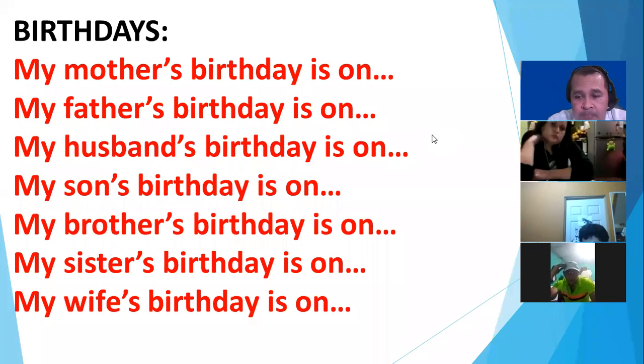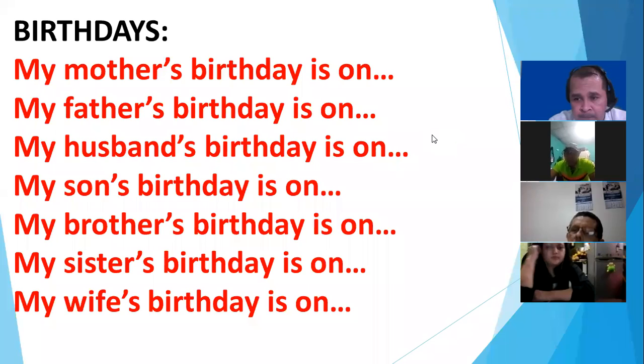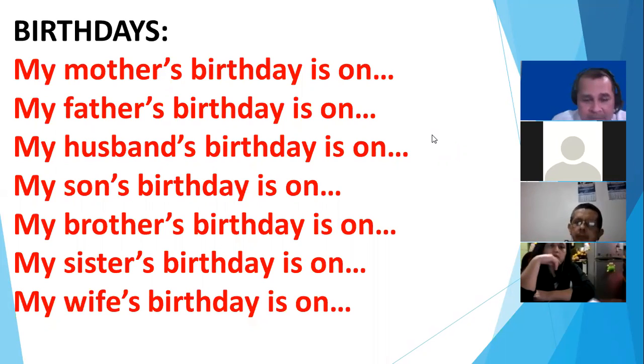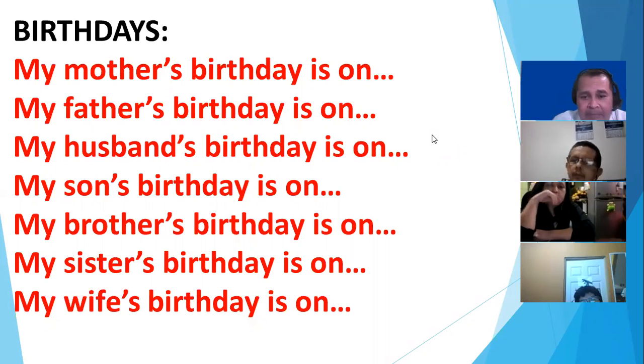Okay, my mother's birthday is on October 12th. My father's birthday is on May 10th. My daughter's birthday is on December 21st. And my sister's birthday is on December 24th. December 24th, okay, almost Christmas. Okay, it's a coincidence, very good. Thank you, Jose. Now, Karina, it's your turn. Tell us, please.